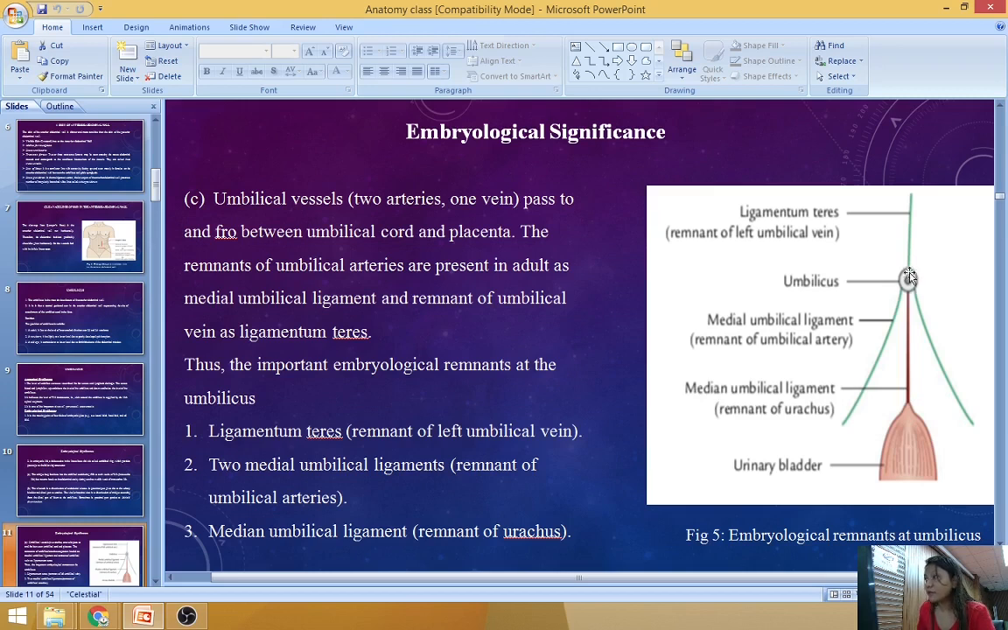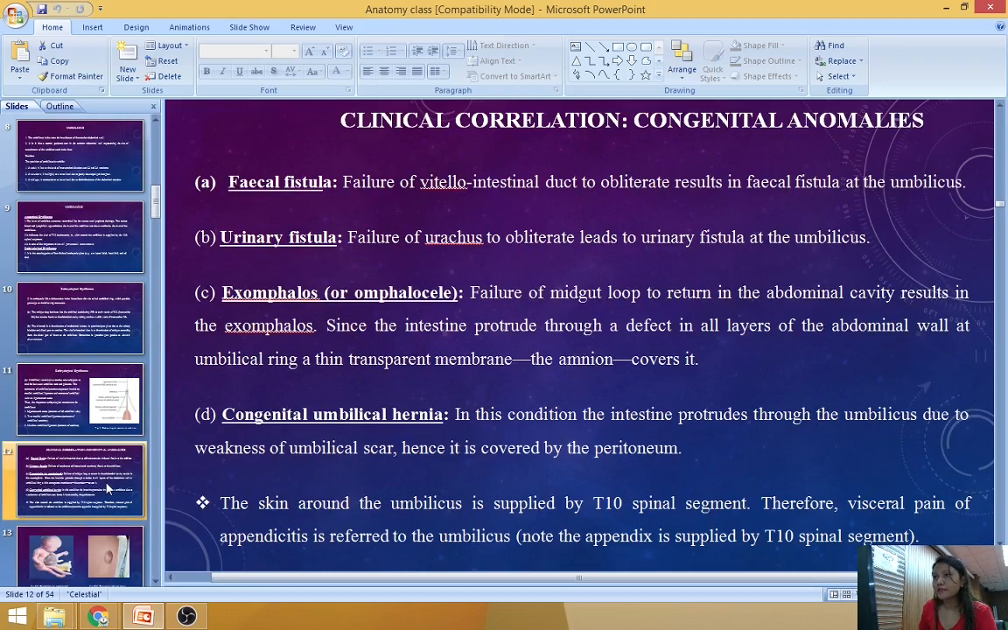And this one from here to here is the remnant of the umbilical vein. And at the side, this is known as the medial umbilical ligament. Medial, always it will be 2, because we have 2 umbilical arteries. And in between, it is the median umbilical ligament. Now we are going to the next slide. So these are very, very important.